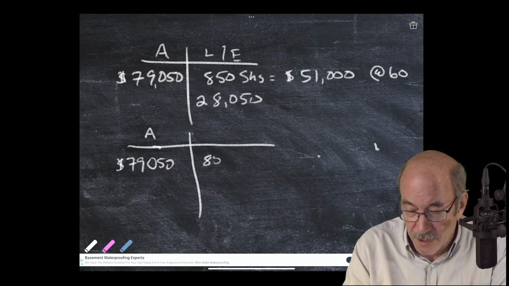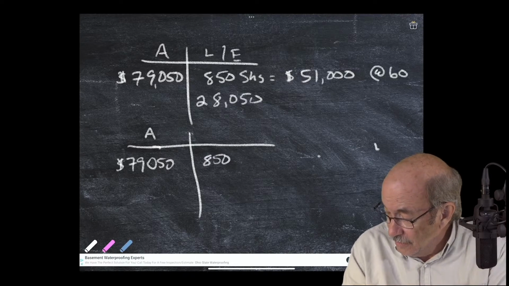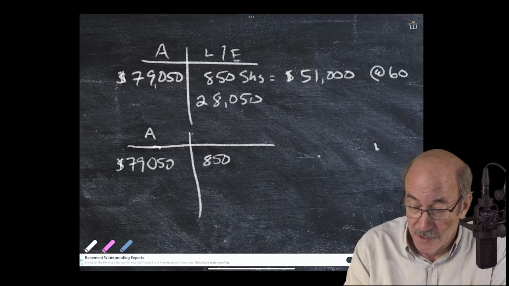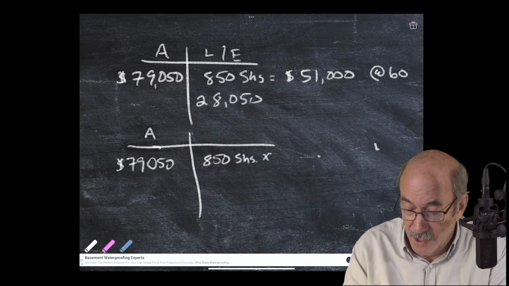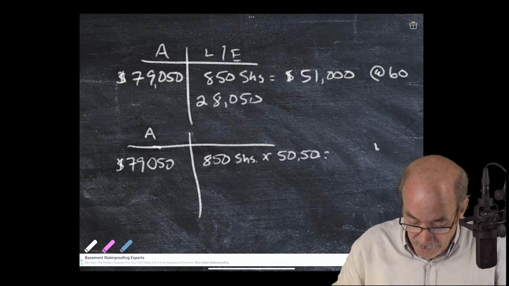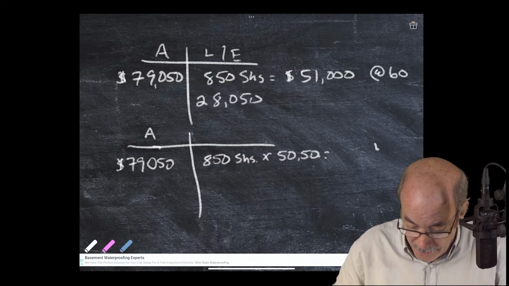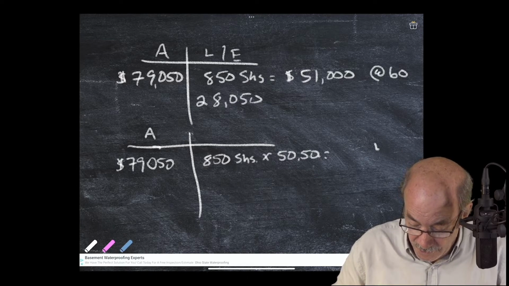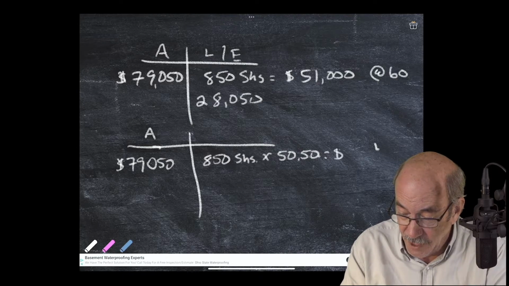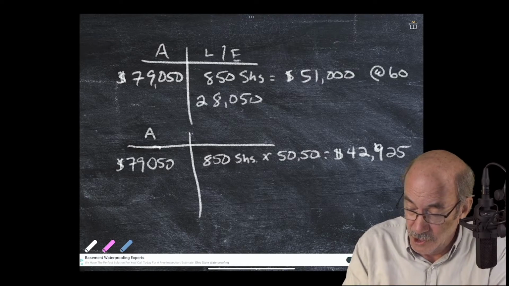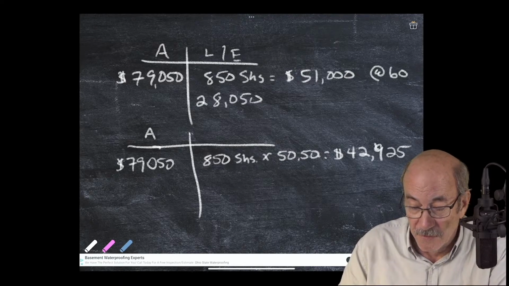So if we cover our position at $50.50, so that's 850 shares that we repurchase at 50.50, and so that gives us 50.50 times 850. That is a dollar value of 42,925.